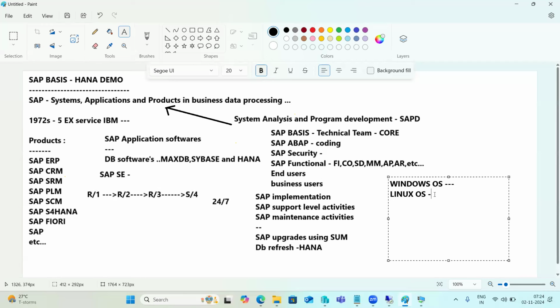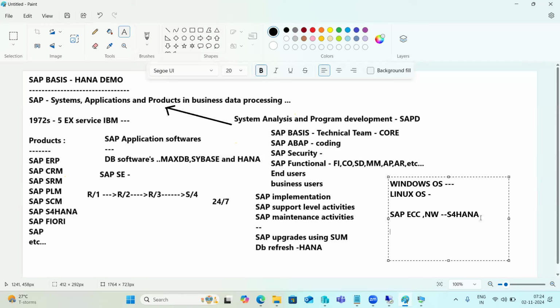Then the databases side. This is the operating systems; then SAP ECC and NetWeaver systems, we will do the installation. After some time, we will also work on the S4HANA applications and the differences between ECC and S4HANA, what changes have happened. But our activities are common: the Basis activities are common whatever the product is. So we will explore S4HANA systems also.